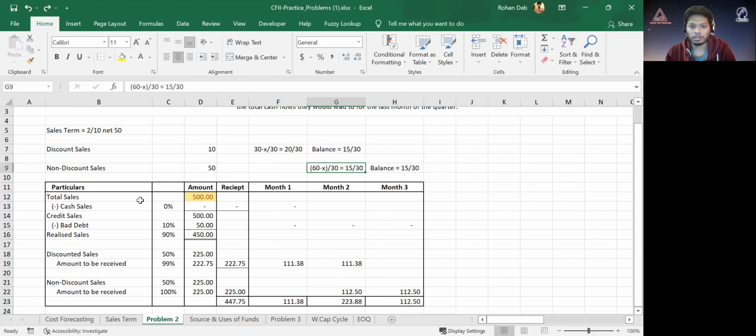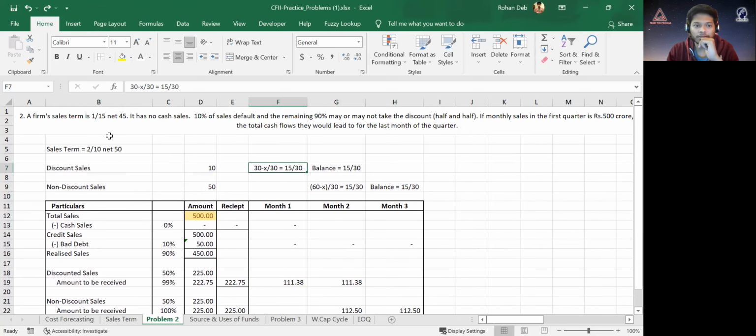I'll just move back to the original solution so that it gets saved for you when I share the Excel. Okay. So that concludes the second concept, which is sales term. Now I'll move to the sources and uses of funds, working capital cycle and EOQ.